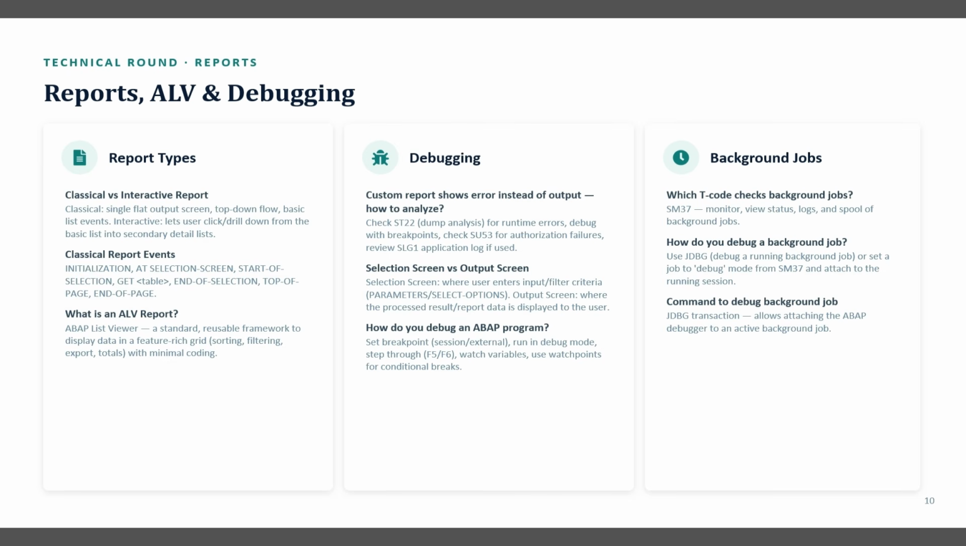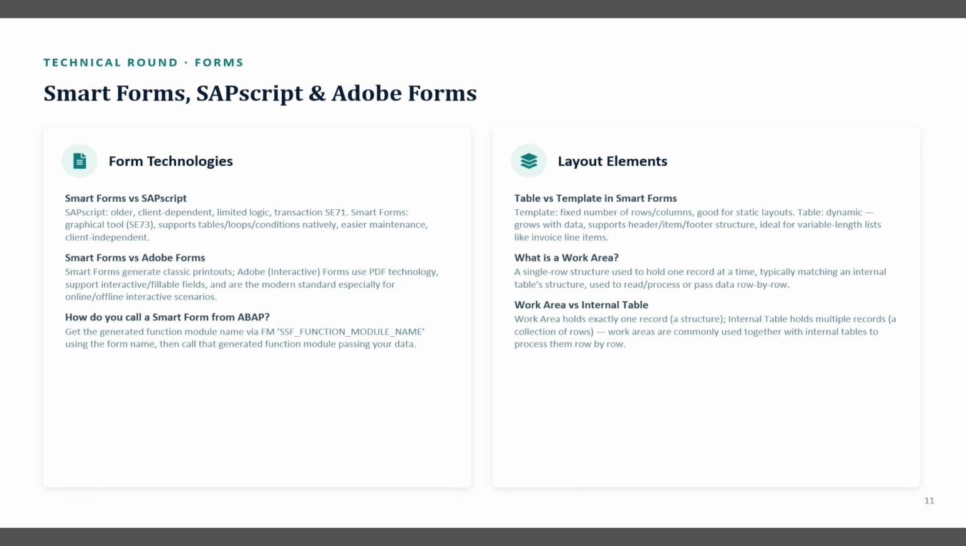For forms, Smart Forms versus SAP Script. SAP Script is older and client-dependent with limited logic, while Smart Forms is graphical, supports loops and conditions natively, and is client-independent. And Smart Forms versus Adobe Forms. Adobe Forms use PDF technology and support interactive, fillable fields, making them the modern standard, especially for interactive online and offline scenarios.